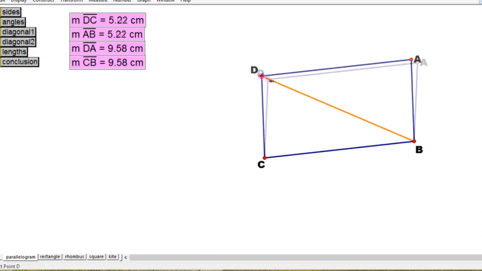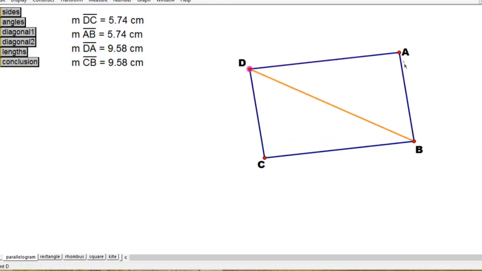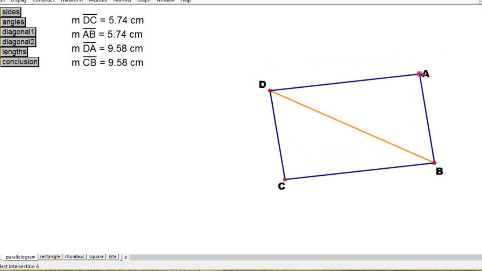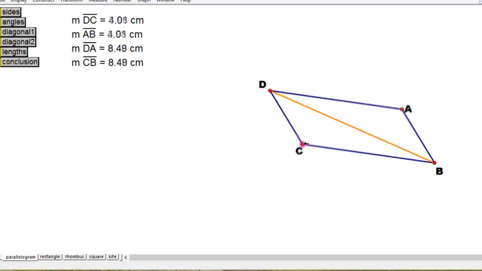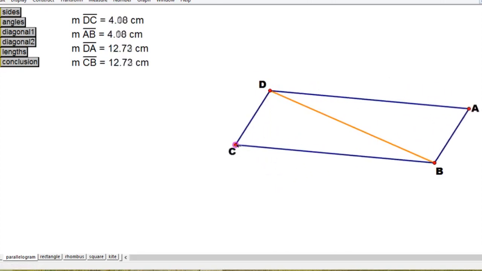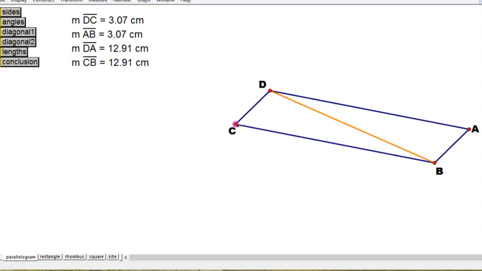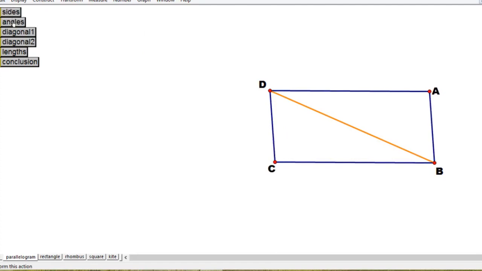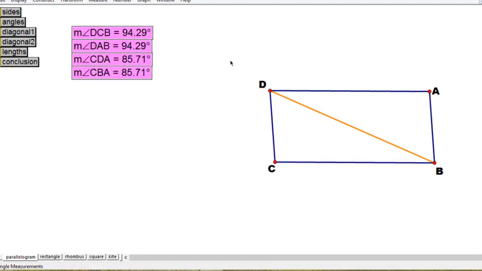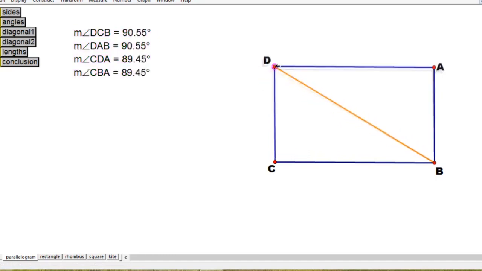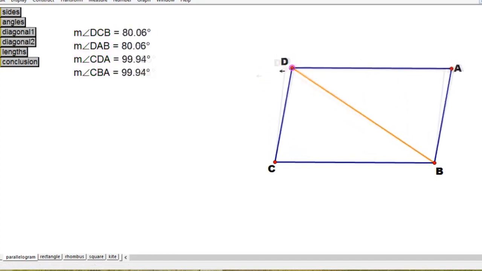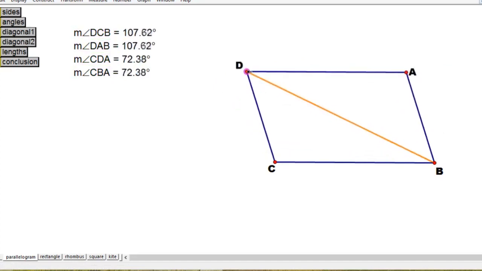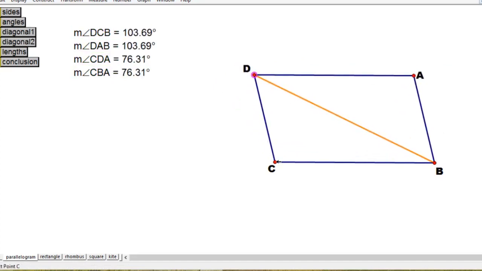opposite sides of a parallelogram are always congruent. Even when we drag a vertex of a parallelogram, you can see that the opposite sides are maintained to be congruent. Also, we take a look at the angles. Opposite angles of a parallelogram are congruent. That was what you learned from last year.